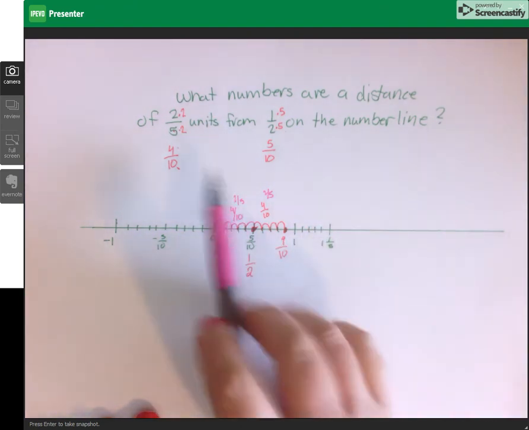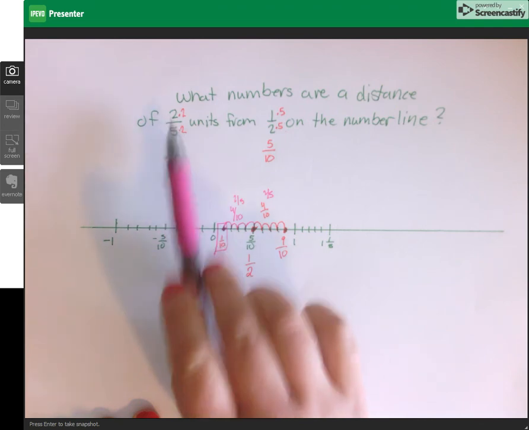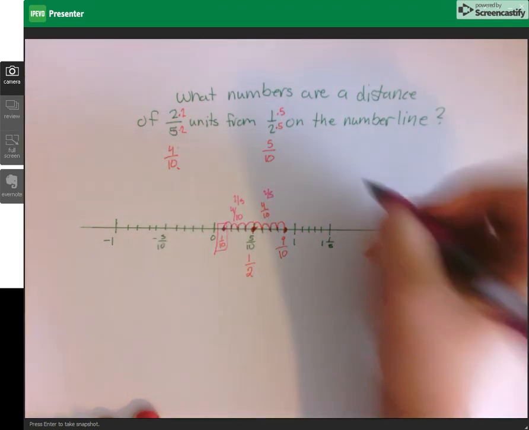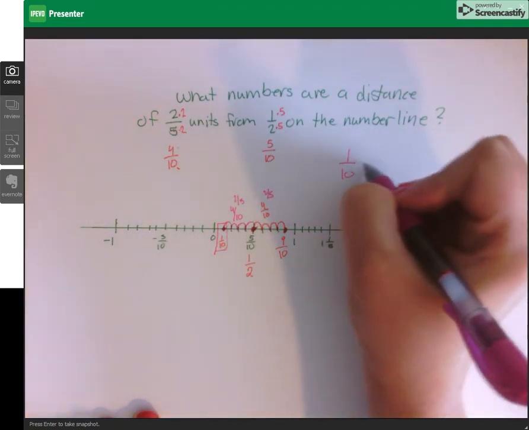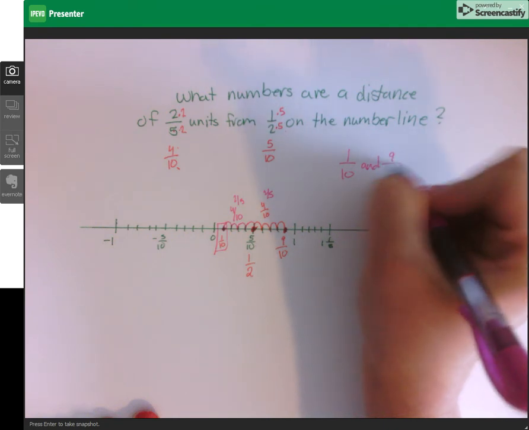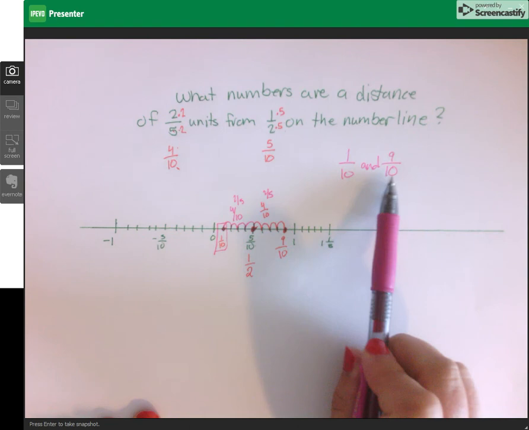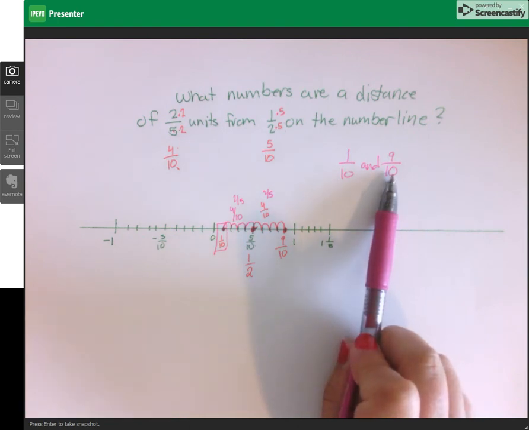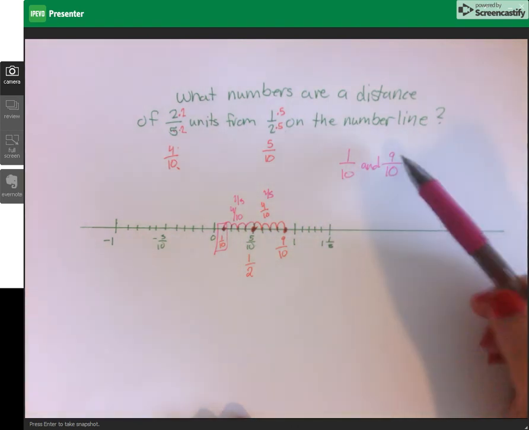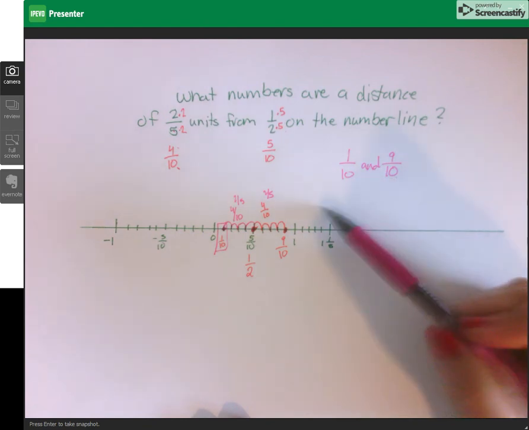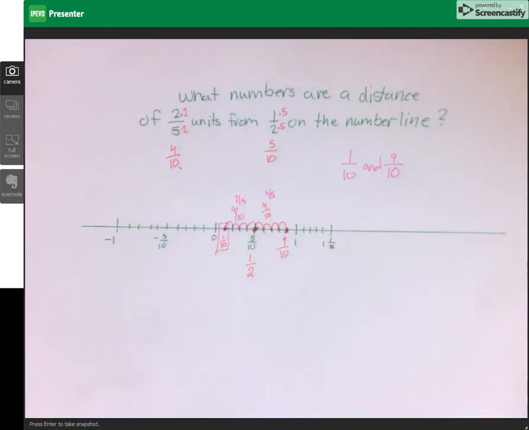So when the question says what numbers are a distance of 2/5 from 1/2 on the number line, we have 1/10 and 9/10. You always want to make sure that these fractions are in simplest form for your final answer. So we can see that 1/10 and 9/10, neither one of these will reduce to a smaller fraction.